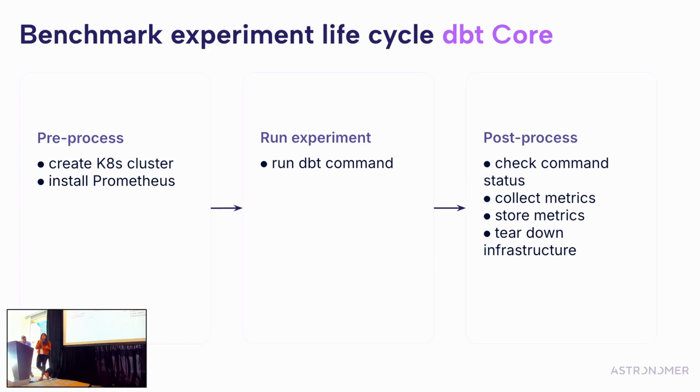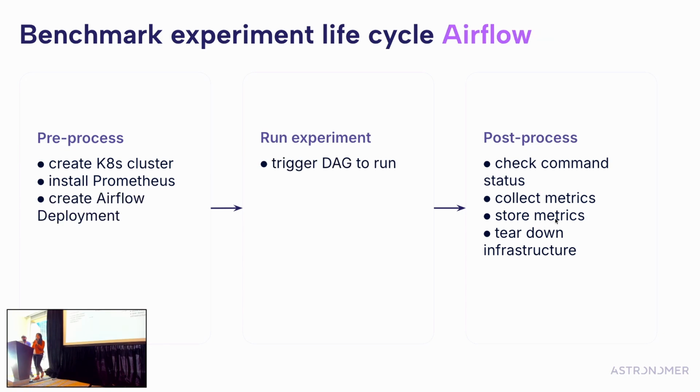We installed Prometheus, so we could try to track the utilization of resources by the pods being evaluated. In this particular case, we created a Kubernetes job that would run the dbt command. After that, we collected the metrics, and then it tore down the infrastructure. For Airflow, we did two approaches.